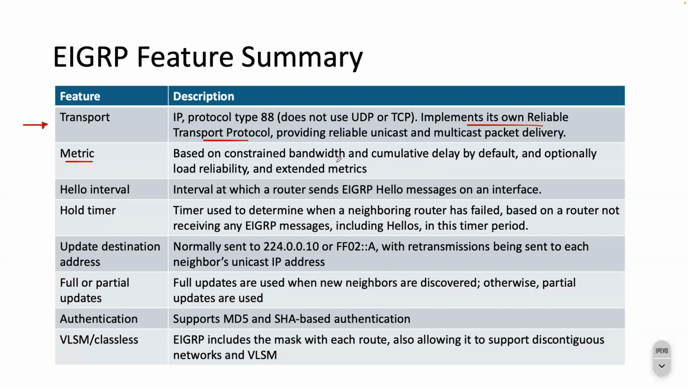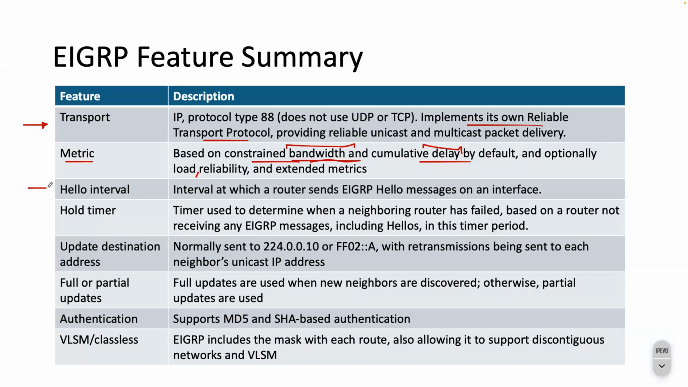Metric: by default we consider the bandwidth configured on the interfaces and the cumulative delay between your source and destination, the addition of delays, in order to calculate the metric. Constrained bandwidth means the minimum bandwidth is considered while calculating the metric. Optionally, we can use load, reliability, and MTU parameters also, but by default, bandwidth and delay are used to calculate the metric of an EIGRP route.